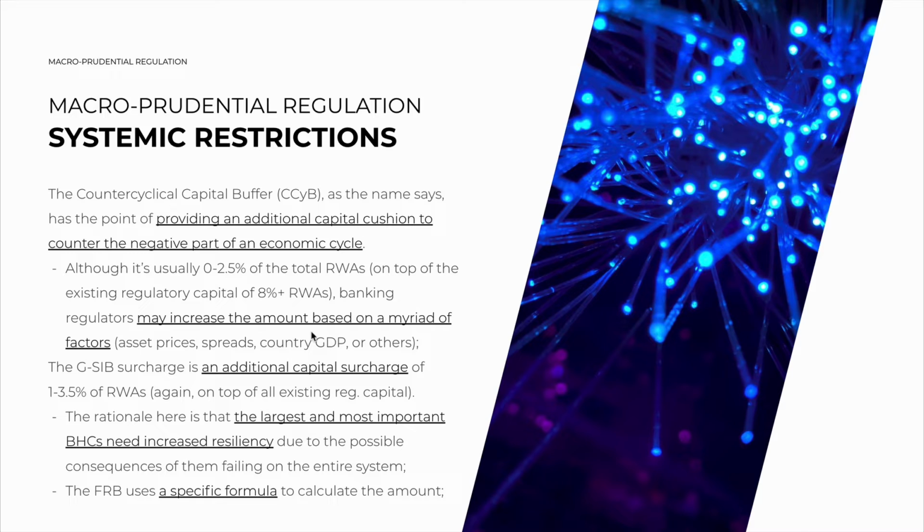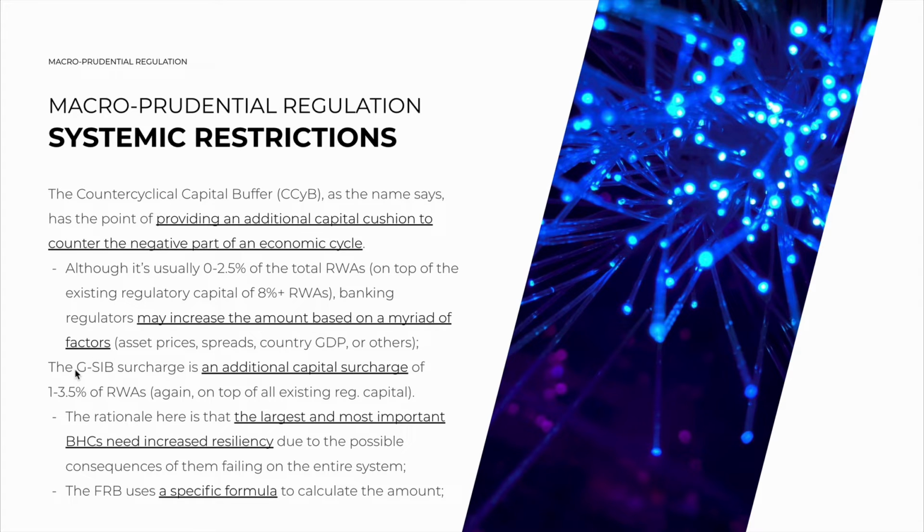So for example, if you have 100 billion in RWAs and the surcharge is 2.5%, the maximum, in your case, it's 2.5 billion. But your bank regulator, at any point, can call your senior management and say that due to the economic conditions, it's now 3.5, or it's now 4.5, and you have to accept that.